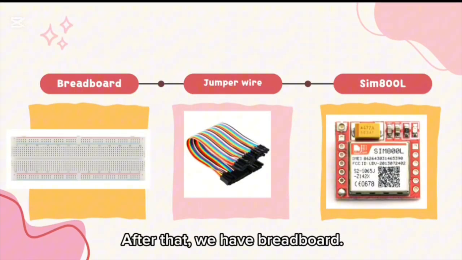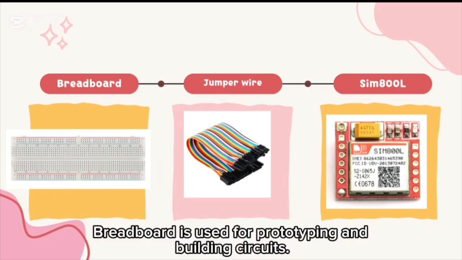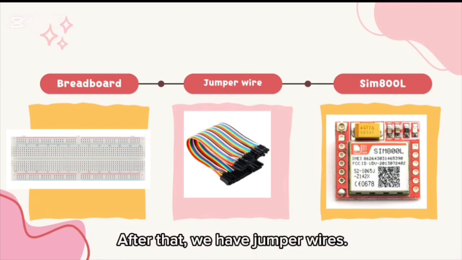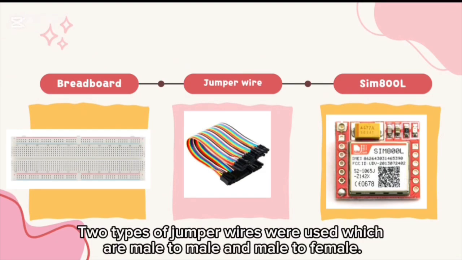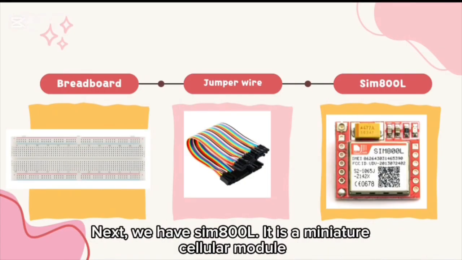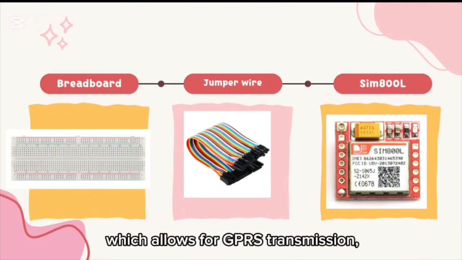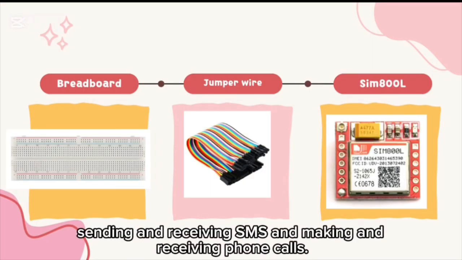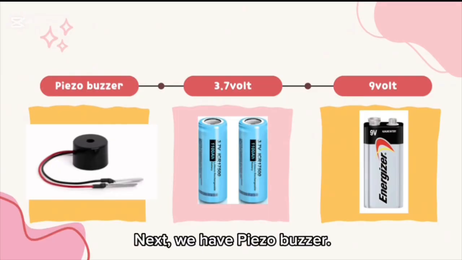After that, we have breadboard. Breadboard is used for prototyping and building circuits. Right after that, we have jumper wire. The two types of jumper wire that we use are male to male and male to female. Next one is SIM800L. SIM800L is a miniature cellular module which allows for GPRS transmission, sending and receiving SMS, and making and receiving voice calls.